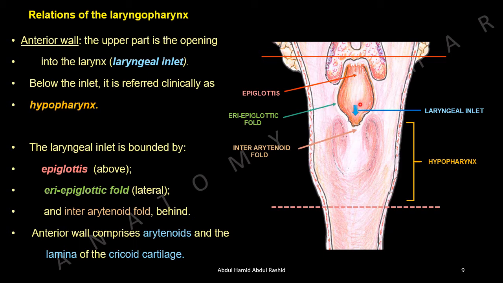Okay, we cannot see this here. We'll see only the boundaries of the laryngeal inlet. Here, anteriorly is the epiglottis, laterally is the aryepiglottic fold and posteriorly is the interarytenoid folds surrounding the laryngeal inlet.